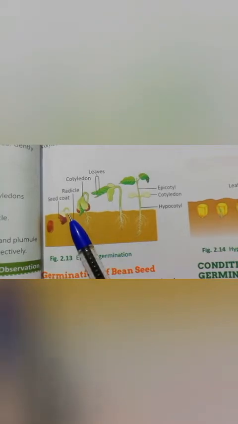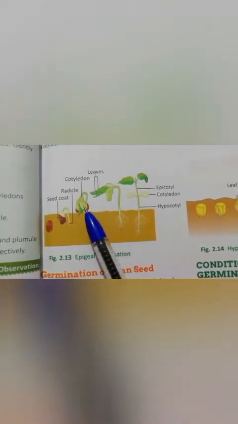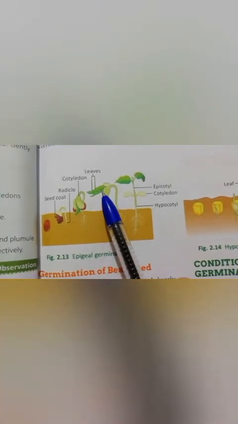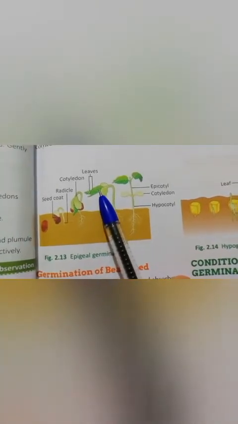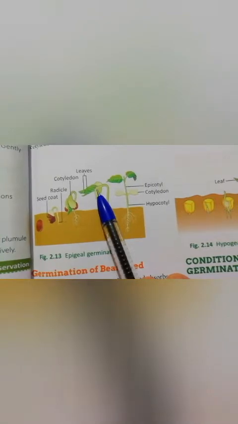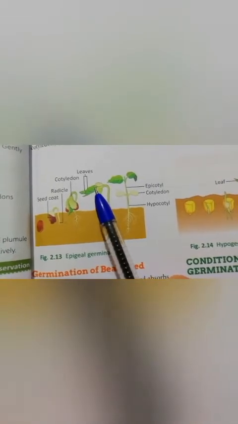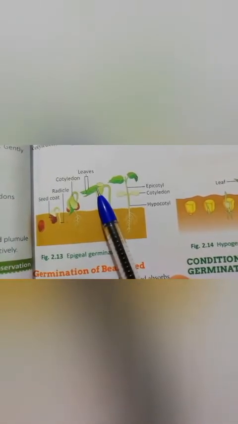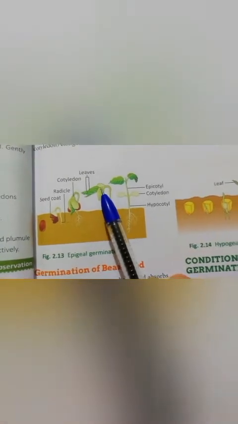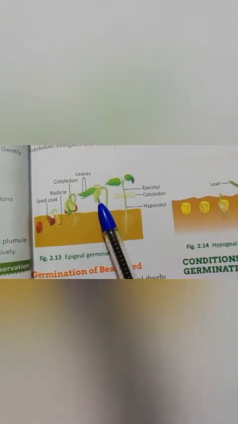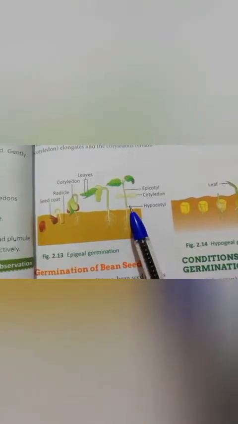When the shoot comes up above the ground, it develops green leaves. The green leaves of the shoot begin to make their own food in the presence of sunlight. This seedling grows eventually and ultimately becomes a new baby plant.